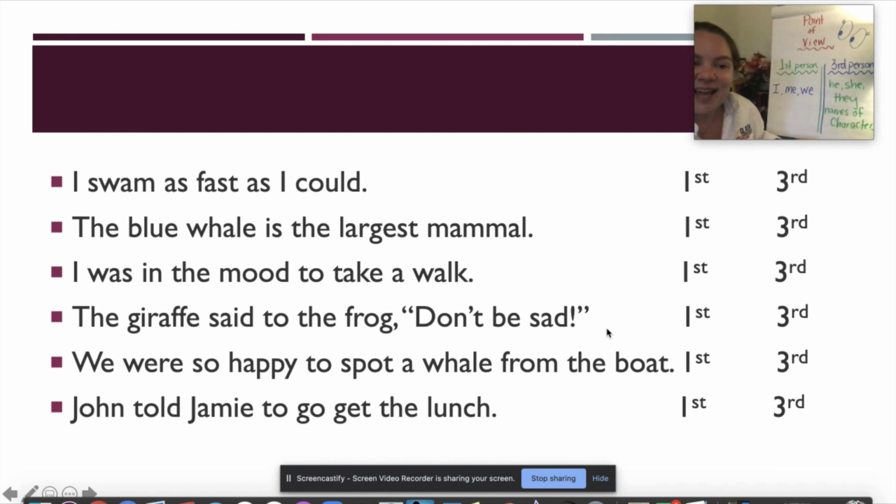Awesome. And last one. John told Jamie to go get the lunch. Can you tell me, now that you've had all this practice, if it's first person or third person? You are perfectly on the right track. If John told Jamie, then we know that they're talking about the names of characters, which tells us it is third person. Great job. Let's see what you can do now.